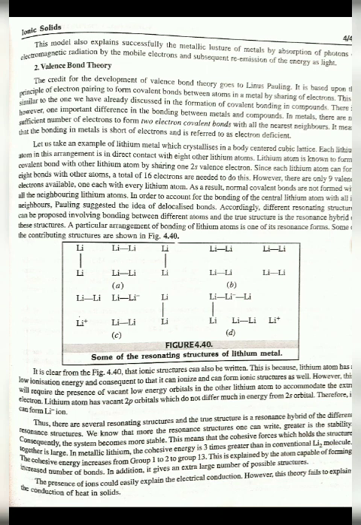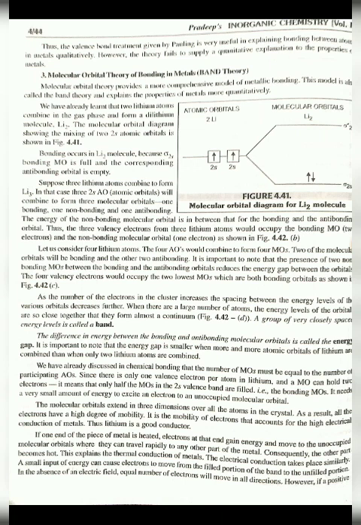The presence of ions could easily explain the electrical conduction. However, this theory fails to explain the conduction of heat in solids. Thus, the valence bond treatment given by Pauling is very useful in explaining bonding between atoms in metals qualitatively. However, the theory fails to supply a quantitative explanation of the properties of metals.